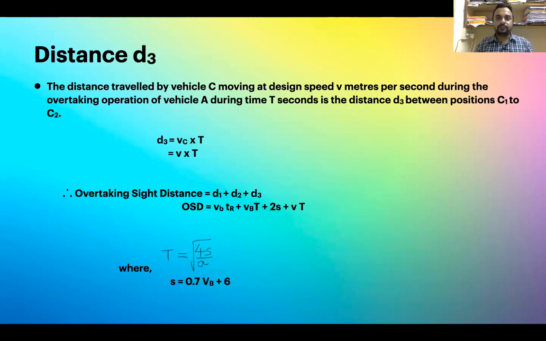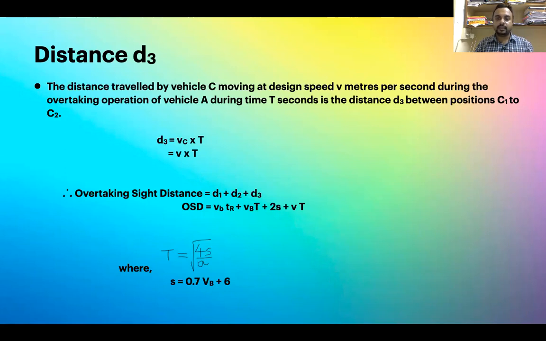So now since we have D1, D2 and D3, what will be the value of OSD? It will be equal to D1 plus D2 plus D3. D1 is nothing but VB plus VB into TR, D2 is VB into capital T plus twice S, and D3 is V into capital T. If we add up everything, then we will get the value of OSD.